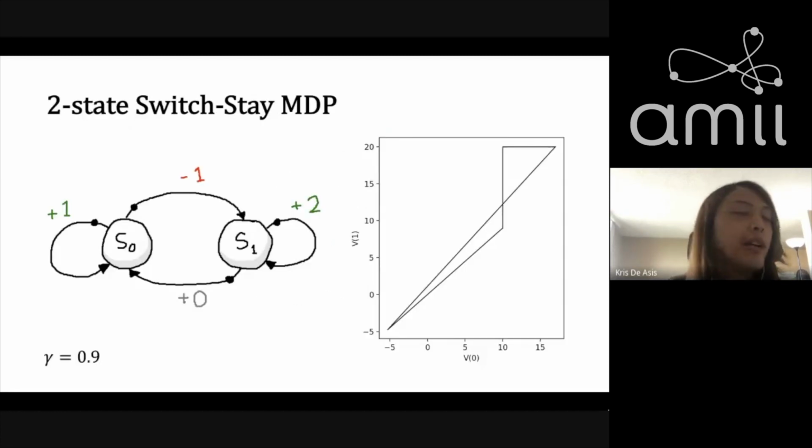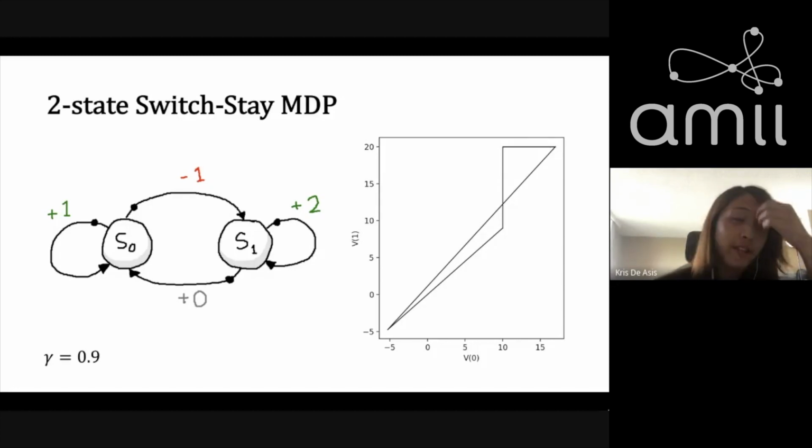So to make things a bit more concrete, we ran a lot of experiments on this two-state switch state MDP, where you've got two states and you have a choice of either staying in that state or switching to the other state. It's visualized on the left there, but more importantly, we have its value function polytope on the right. And that's where we visualize most of the dynamics of this policy.